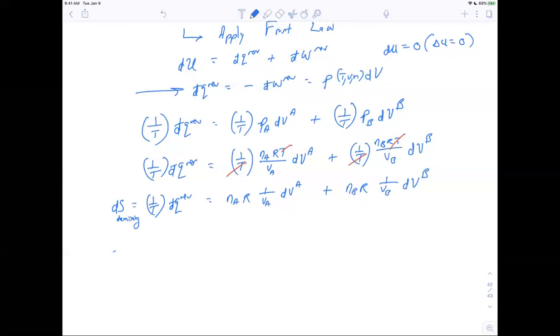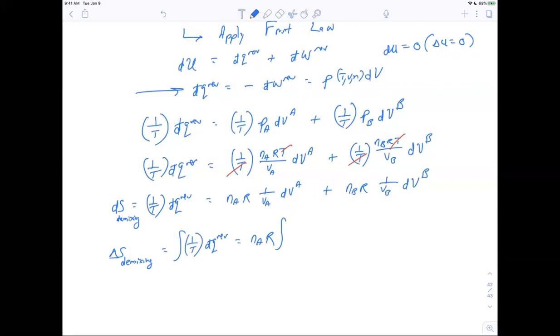Okay. And so delta S for the demixing is going to be the integral of 1 over T dq reversible. Okay. And that's just going to be, NA and R are constant, so I'm just going to pull NA and R out, and I'll have an integral.